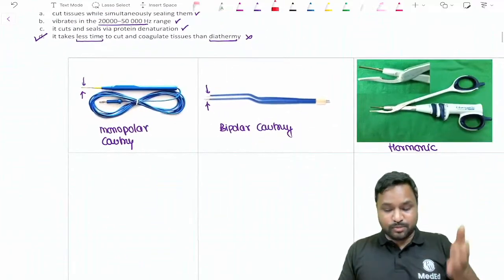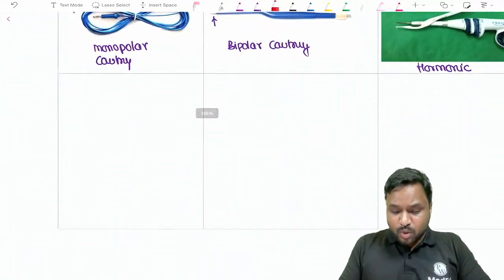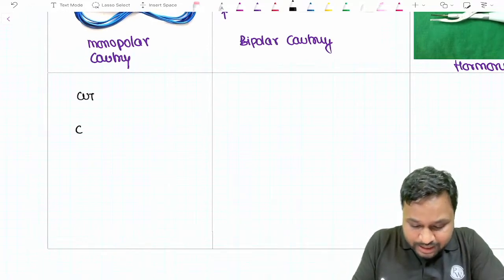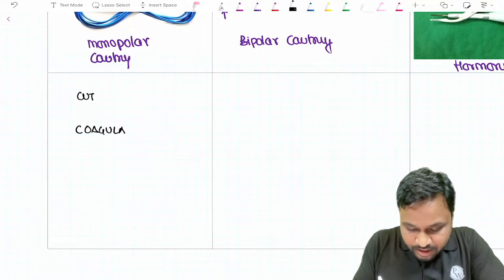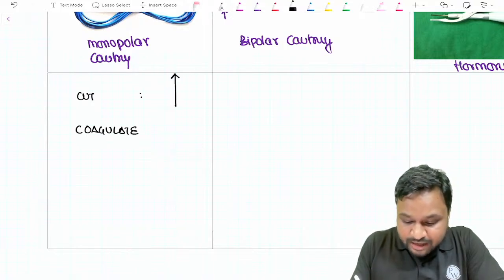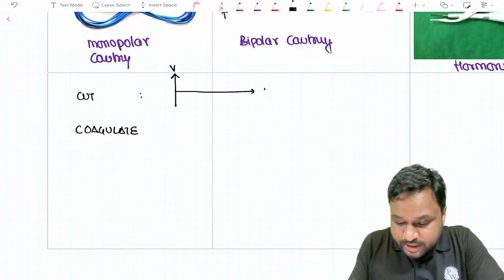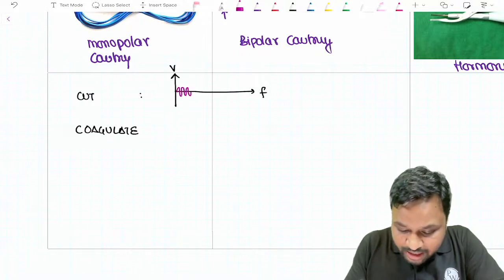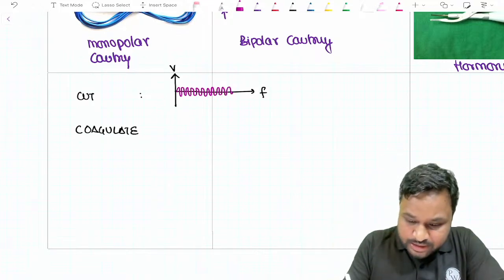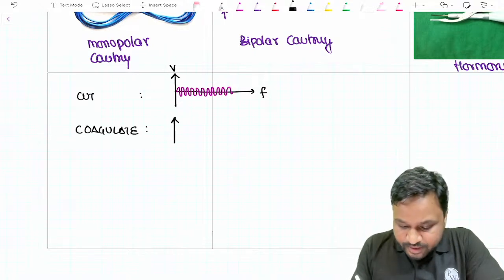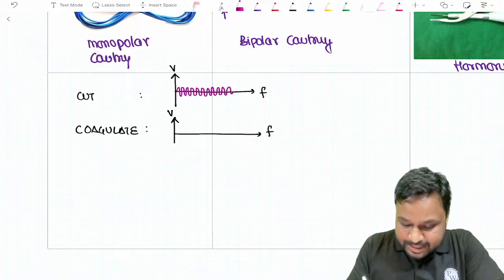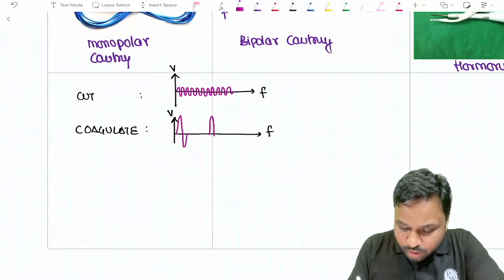The standard energy devices are monopolar, bipolar, and harmonic, which were discussed. The only thing they can ask you is the difference between the cut and the coagulating current. I've told you before, in the cut current, if I plot the graph between voltage and frequency, you will have low voltage but high frequency for cut current. The current has to run through the tissue so that it can cut through. In terms of your coagulating current, you have voltage on one end, frequency on the other end. What do you get? Yes, guys, you will have high voltage but low frequency.